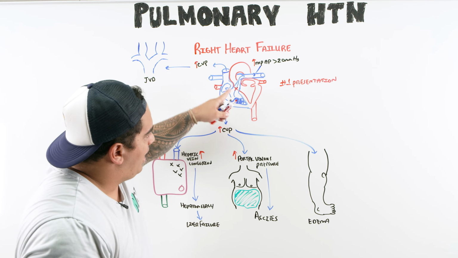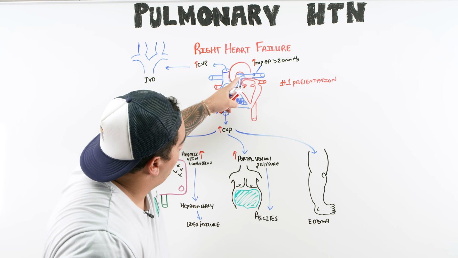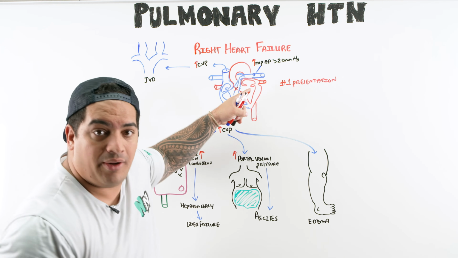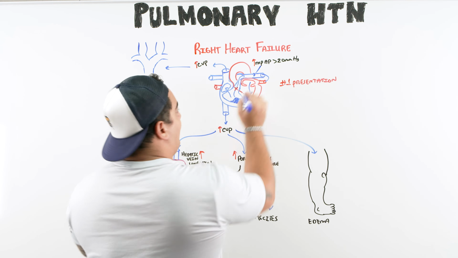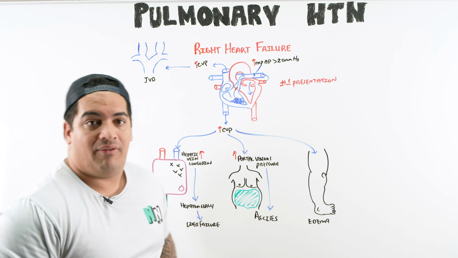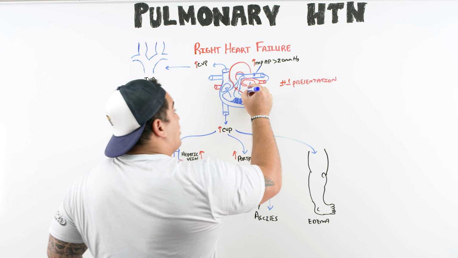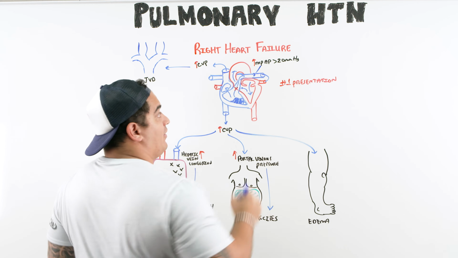In patients who develop pulmonary hypertension, they have a really difficult time getting blood from the right heart into the left heart. Now, if you have difficulty getting the blood from the right heart into the left heart, you're going to drop the left heart filling.